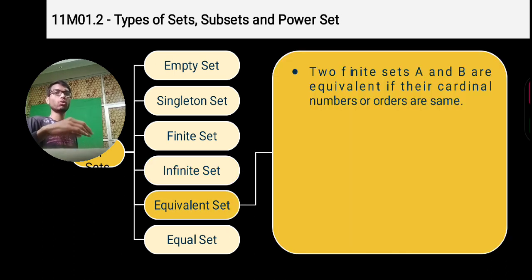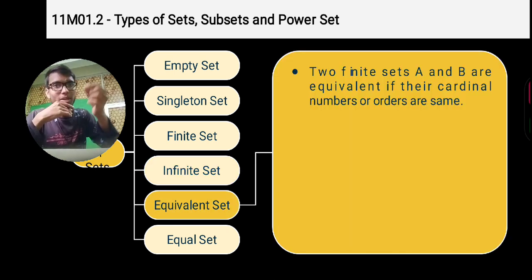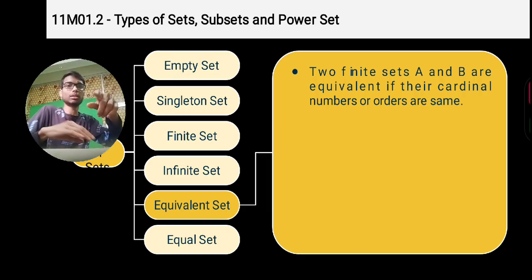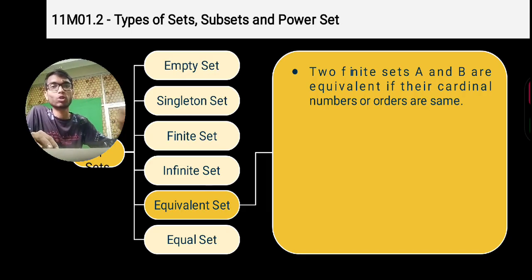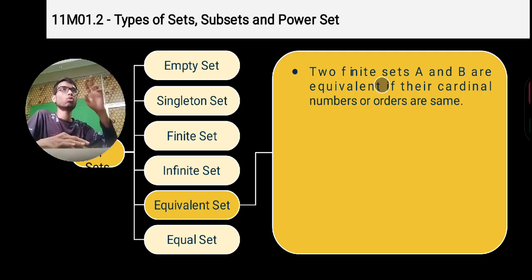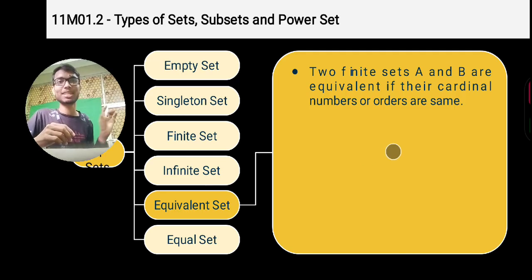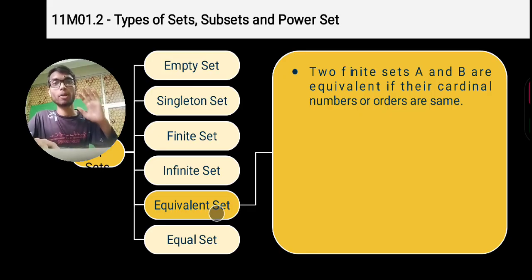Now next, equivalent sets. There is a twist between equivalent and equal. You will have to see carefully. We are starting with two finite sets. A and B are equivalent if their cardinal numbers, their number of elements, are the same.